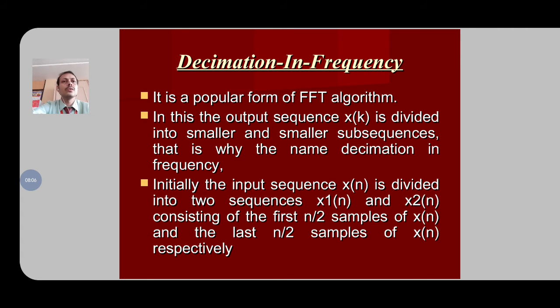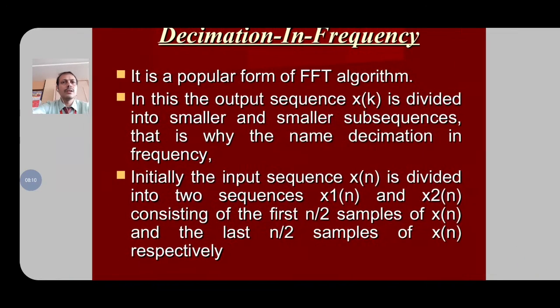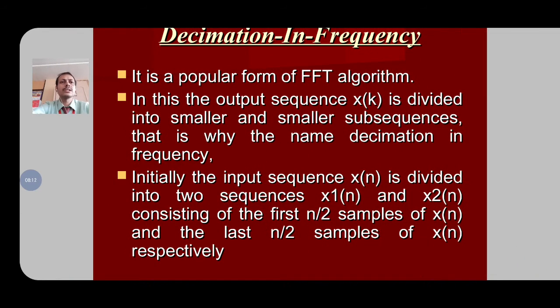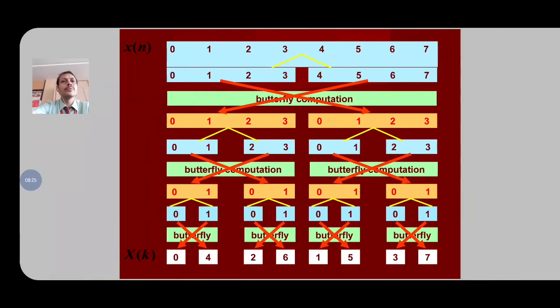The input sequence x[n] is divided into two sequences, x1[n] and x2[n], consisting of the first N/2 samples of x[n] and the last N/2 samples of x[n] respectively. So here we have that decomposition.